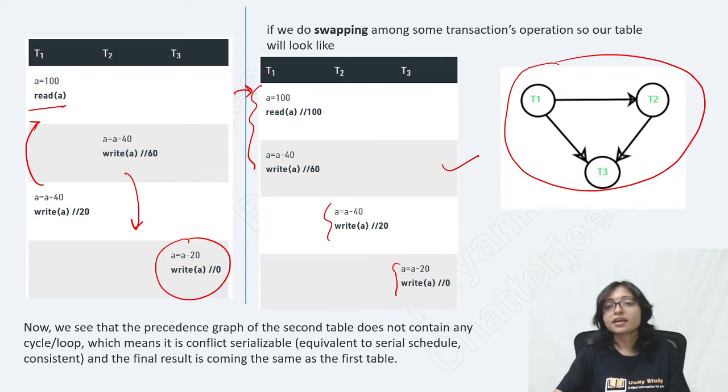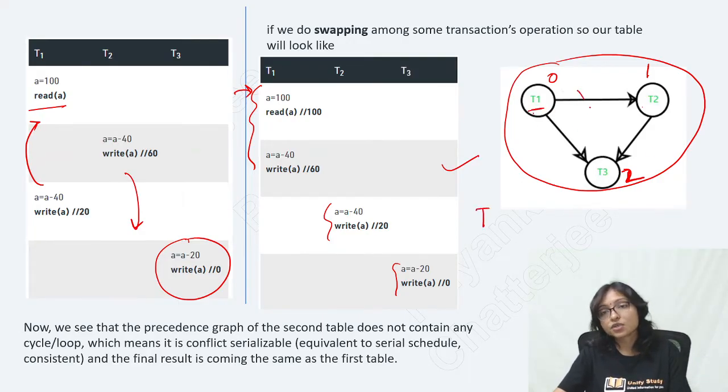How to understand? Here you can see what I told in degree. In degree, here the in degree is 0. Here the in degree is 1. Here also in degree is 1. Here also the in degree is 2. So from where can I start? I can start from T1.